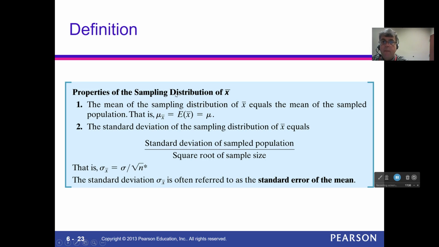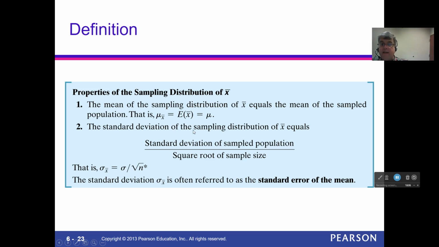Now, the properties of the sampling distribution of X bar. The mean of the sampling distribution of X bar, those are your sample means, equals the mean of the sampled population. That is mu of X bar. That's all the different samples we could ever grab out of a population. The mean of those sample distributions, the expected value, is mu.